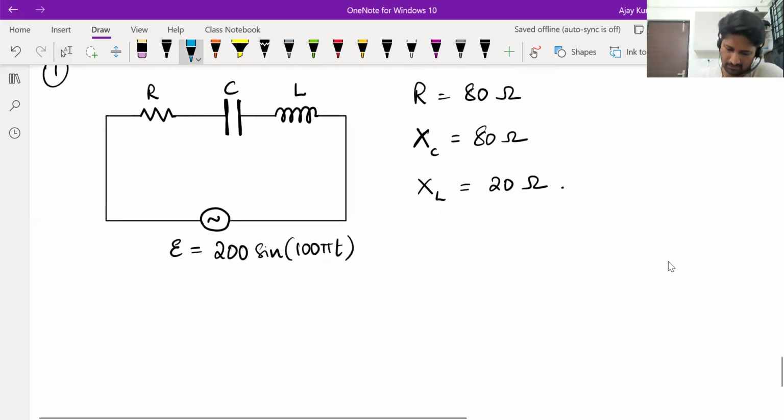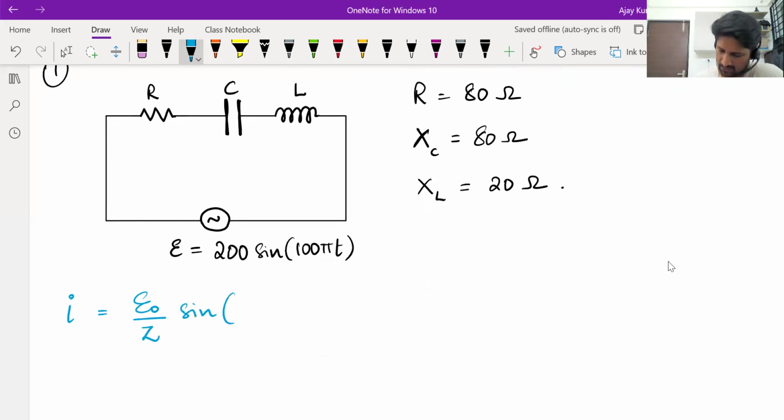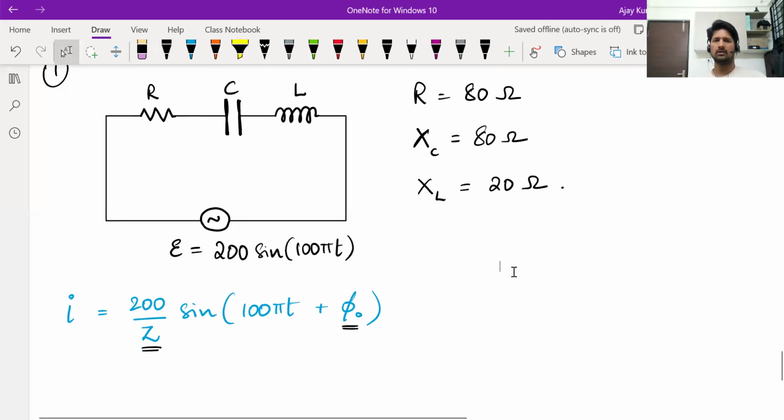Derive the current equation. It has to be of this form: E naught by impedance, sine 100 pi t plus some phase constant. E naught also I can substitute now. Calculate these two and the current equation will be obtained. Do this quickly, all of you, and type your answers in chat. How much is Z? How much is phi naught?